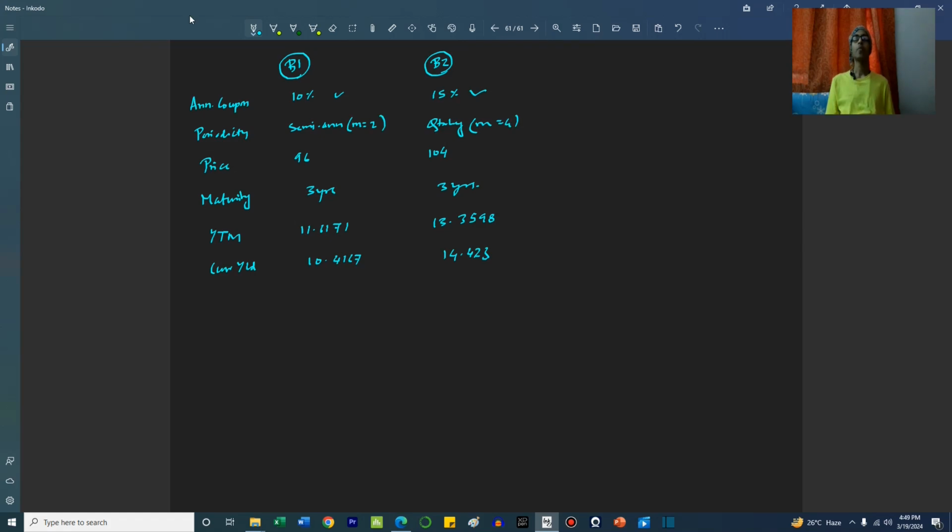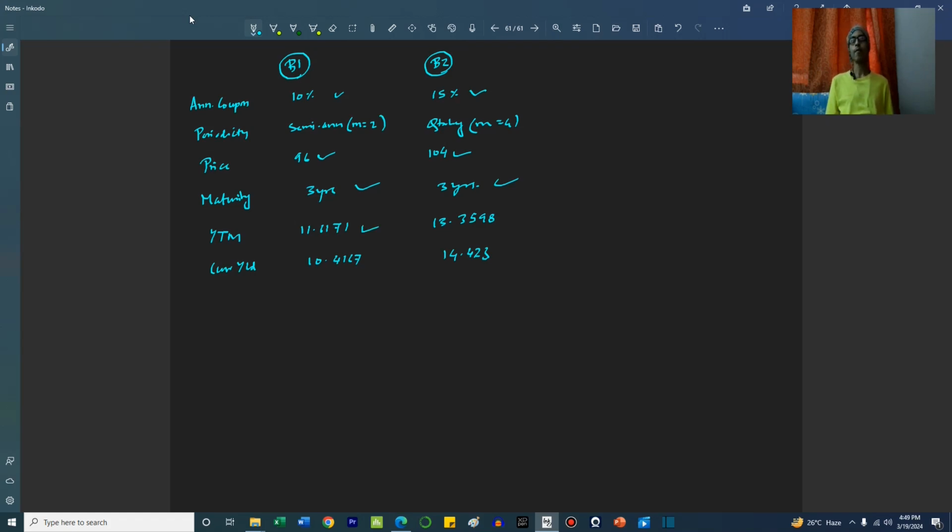The current price for B2 is 104. The current price for B1 is 96. Maturity for both the bonds is 3 years. Yield to maturity for B1 is 11.6171 and for B2 is 13.3598. Current yields for B1 is 10.4167, for B2 it is 14.423.